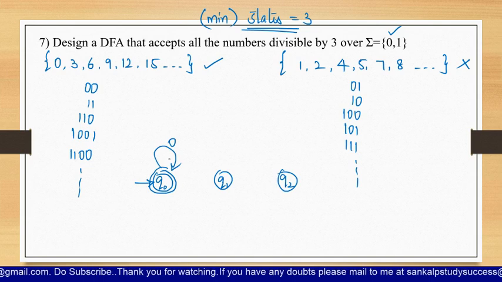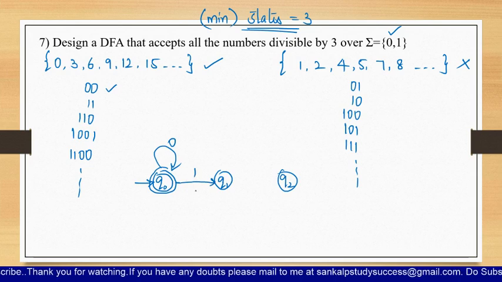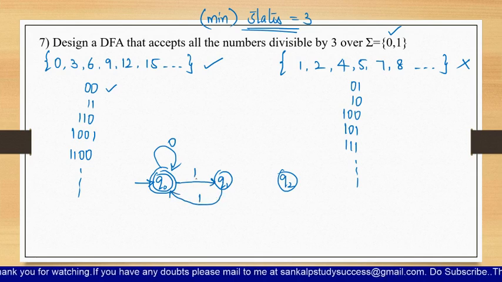And then 11 is also accepted. Here we are done with 0 0, and 11 should be accepted. That means from Q0 if you move to Q1 with 1, and from Q1 again if you move to Q0, then 1 and 1 is accepted and it is reaching the final state. So we are done with 11. And then again 110 is also accepted, right? 11 and 0, it is accepted already.